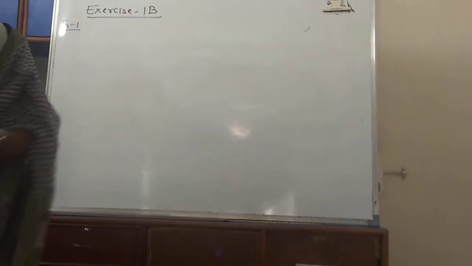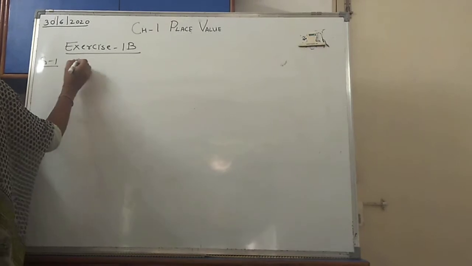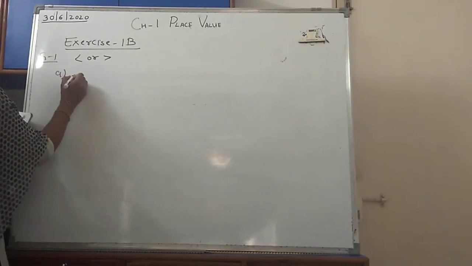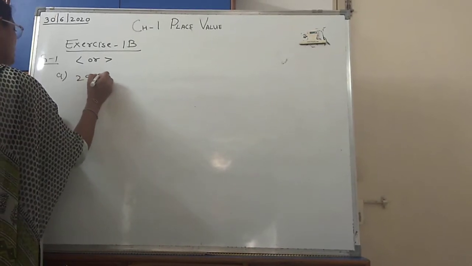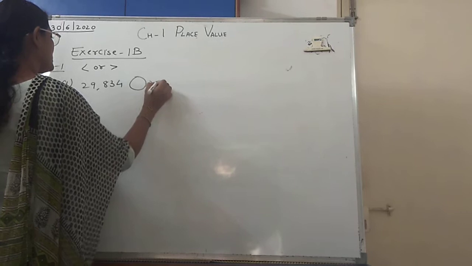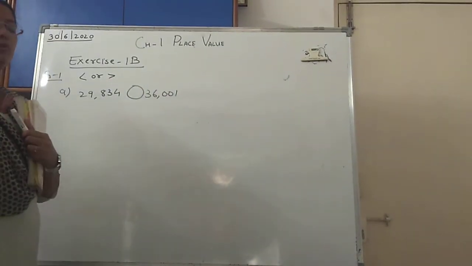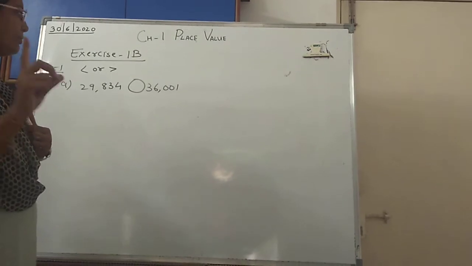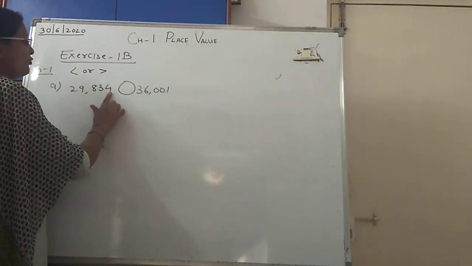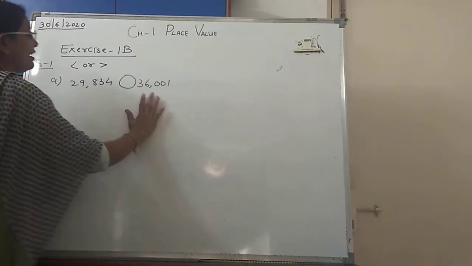In that, question number 1. Okay, question number 1 is put the correct sign, means you have to put the sign of smaller or greater than. In that, number A, 29,834 and 36,001. As I told you, remember rule number 1, count the number of digits. 1, 2, 3, 4, 5. Both ways, 5 digits are there.